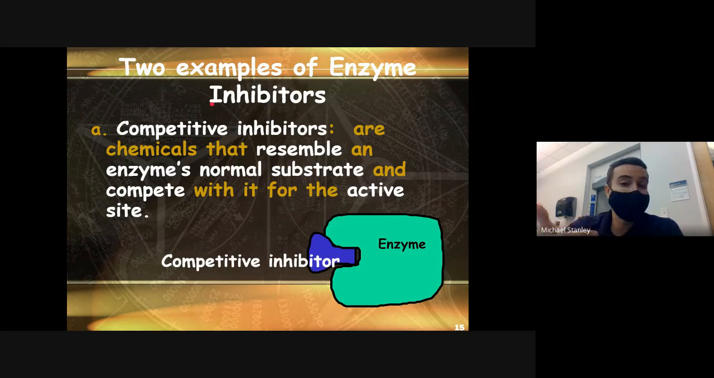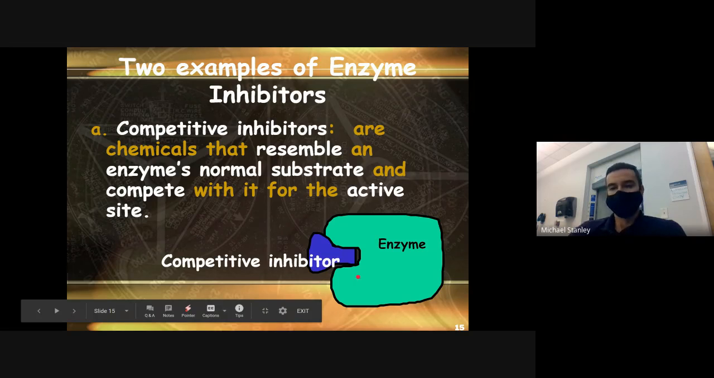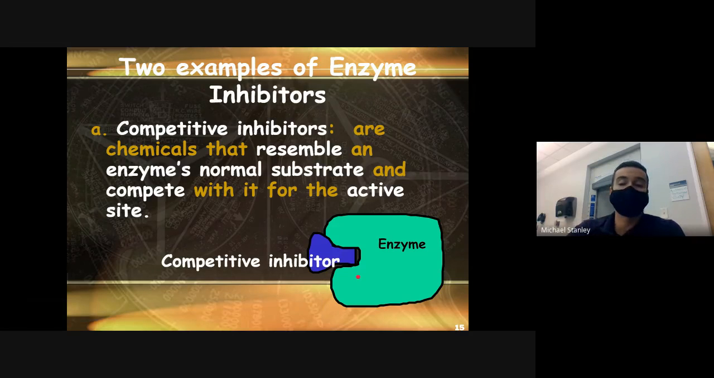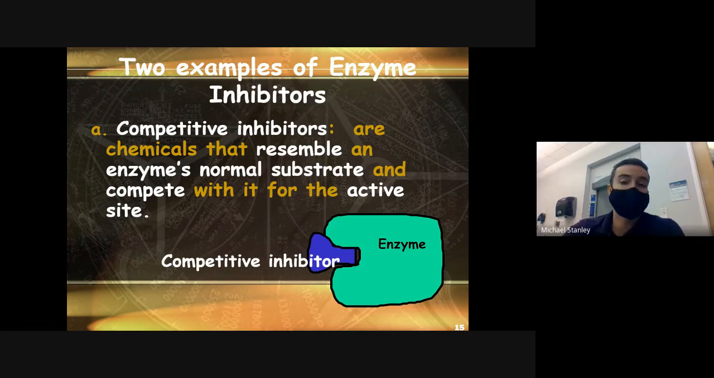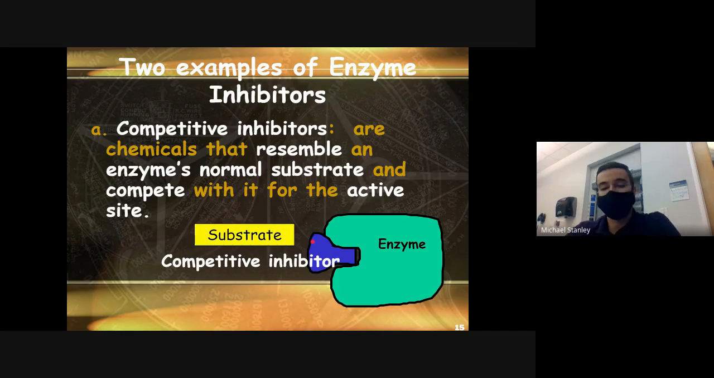So a competitive inhibitor is a substance that is really, really close to the shape of the substrate that the enzyme normally works with. So because of that, it is able to fit in the active site. It might not be a 100% perfect exact fit, but it's close enough to where the inhibitor is able to bind in the active site. So you've got this inhibitor in your active site. So now your substrate can't get in anymore.